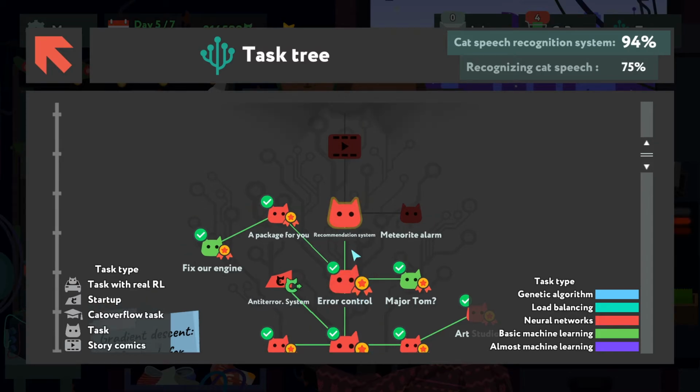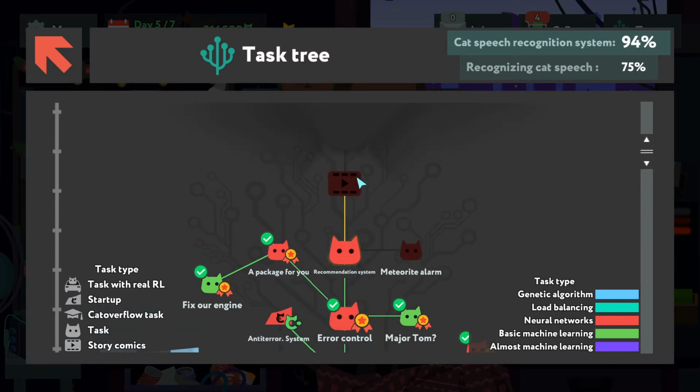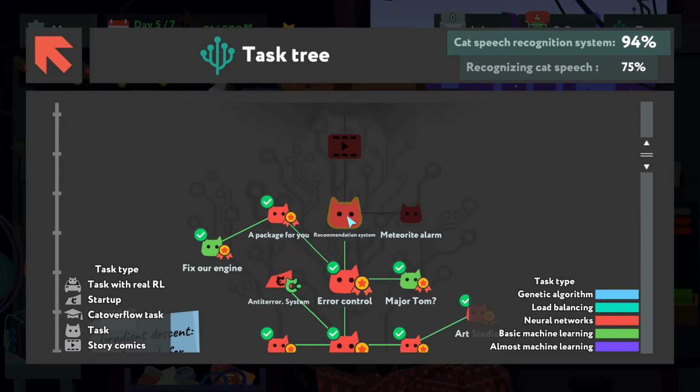Great. Okay. Looks like we have 2 missions left and then we will get to another story segment, so let's finish those. Recommendation system.